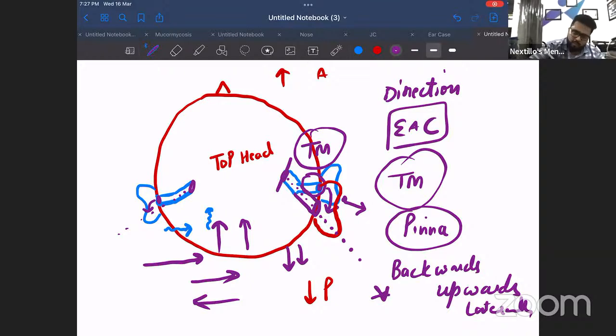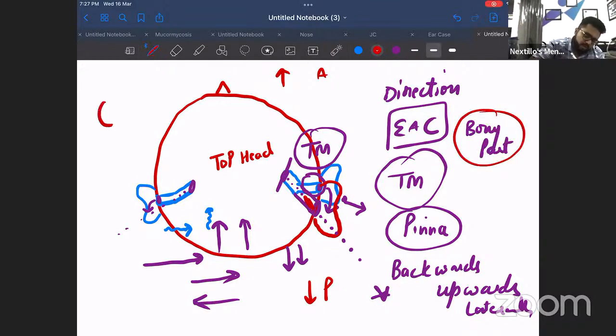And what can you move? Can you move the inner bony part? No, obviously not. You can only pull the outer one third, which is made up of what? Cartilage. So the cartilaginous one third is what we maneuver to bring the outer and the inner EAC parts, which are bony and cartilaginous, in one line so that we can view the tympanic membrane from the pinna.